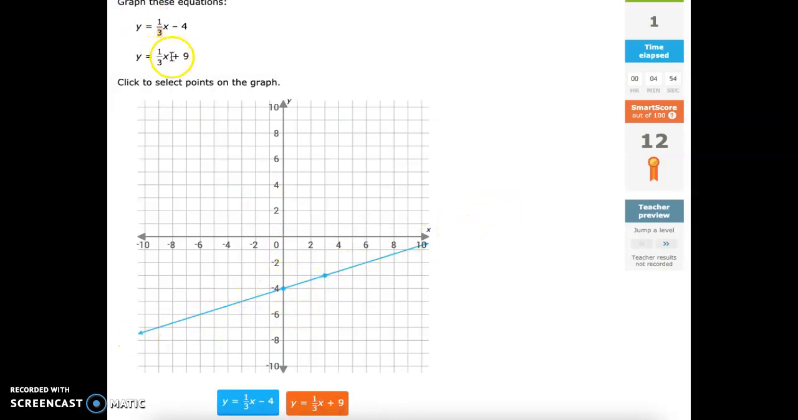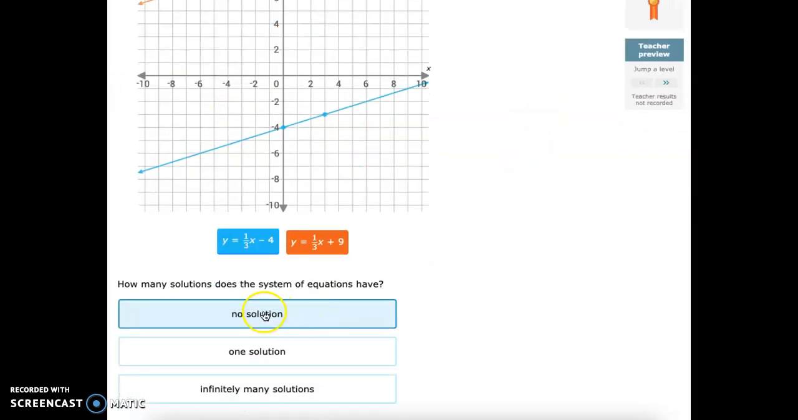Second line, the y-intercept is 9. So I start at the y-axis at 9. The top number tells me to go up or down, so I go up 1. The bottom number tells me to go to the right, so I go right 3. And you will see that they do not intersect. They are parallel, so there is no solution.